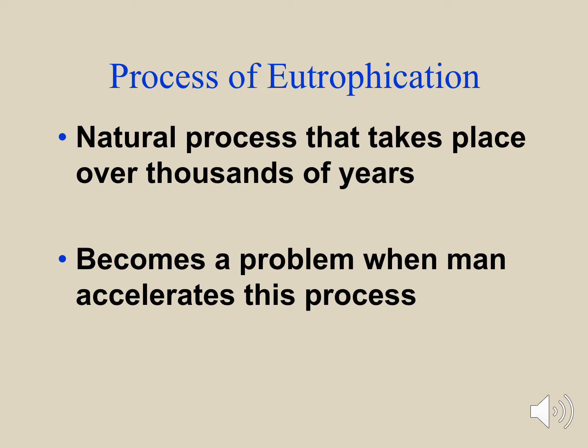Now, eutrophication is a natural process that takes place over thousands and thousands of years in the natural environment. However, eutrophication becomes a problem when humans accelerate this process, and this process occurs over a period of only a few years.